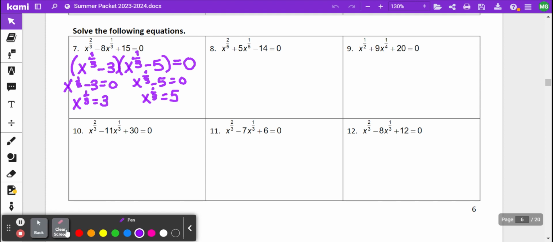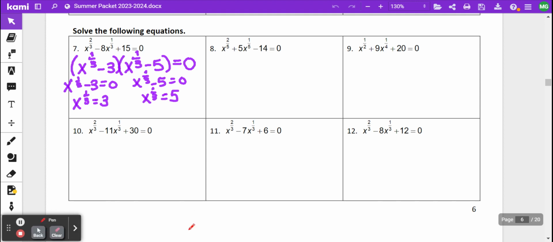Now, hopefully you remember that when you want to eliminate raising something to a rational exponent, we raise it to the reciprocal power. So the reciprocal of 1/3 is 3 over 1. So these cancel, and we get x equals 3 cubed. And you better know that one. That's 27. And over here, we raise this to the power of 3, or 3 over 1. And again, these will cancel. So we get x equals 125. And that's all we need to do.